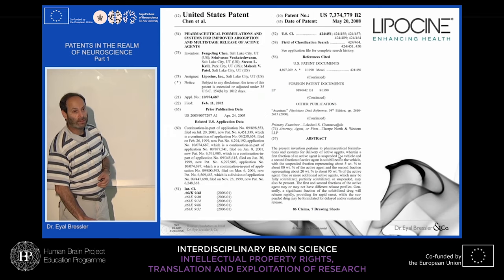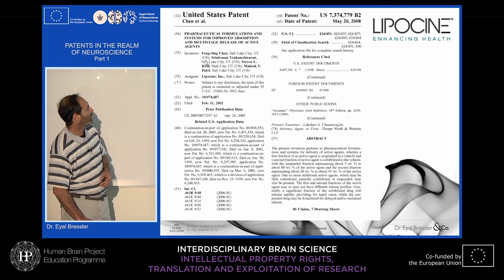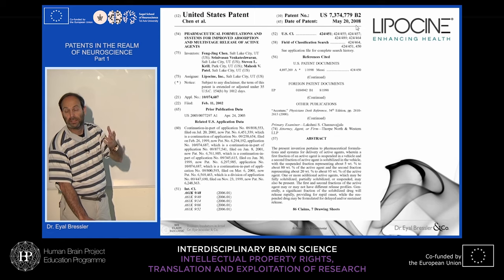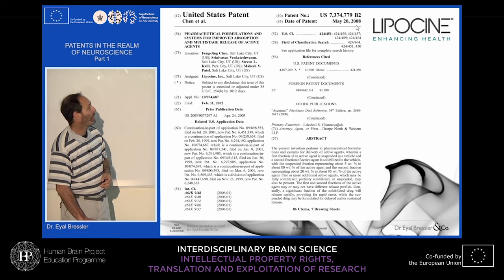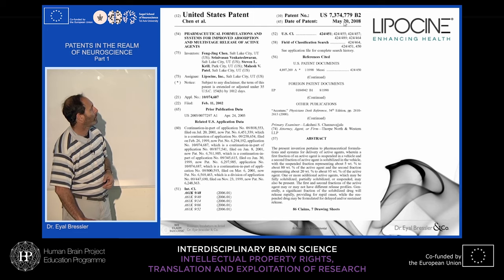And this is what a patent looks like. This is the abstract, this is the title, the inventor, the owner. This is the IPC, International Patent Classification, A61K something. This is the time the patent was filed, about 2002. This is the time the patent was granted, about 6 years after the filing. And this is the patent number.